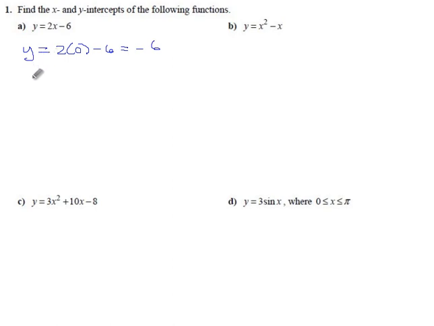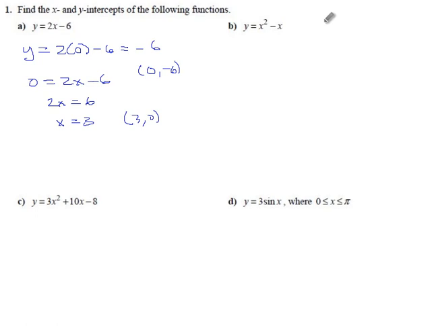For the x-intercept, we say 0 equals 2x minus 6. Add 6 to each side. Divide by 2. Okay, so this has (0, negative 6) as its y-intercept, and (3, 0) as its x-intercept. It's a straight line, so it's not surprising that it has one of each.